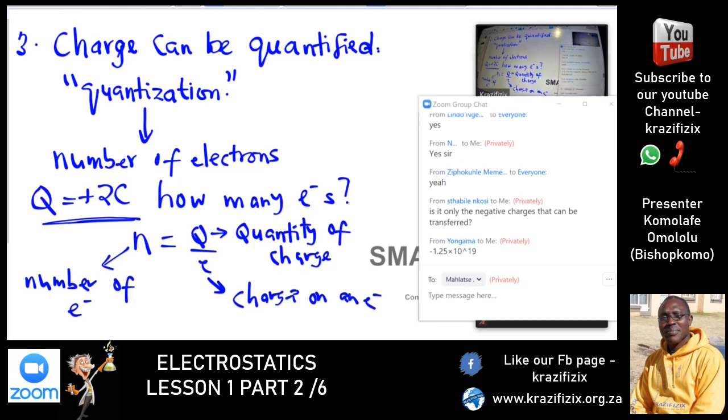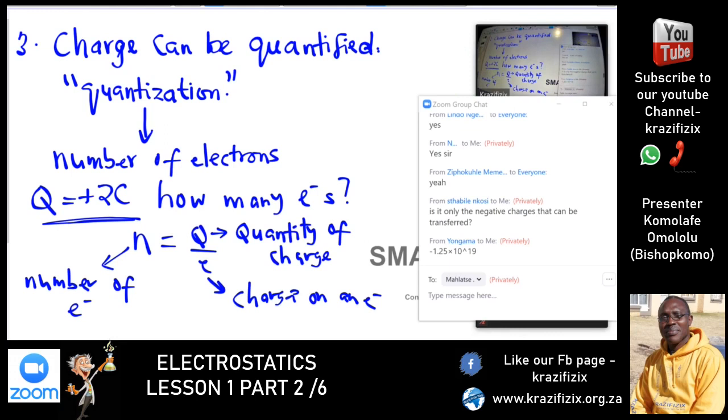Okay, Yogama, you seem to be done and way ahead of us. We will work it out together. And what I want to work out, guys, quickly would be something here. All right, so here we can calculate by saying Q over E, and we know our E already, right? 1,6 times 10 to the power negative 19.